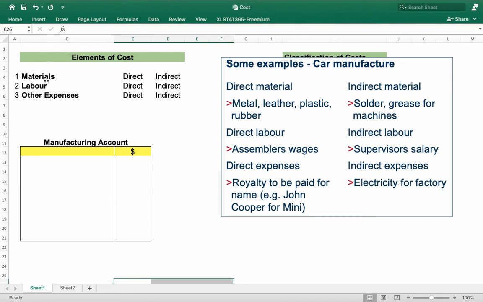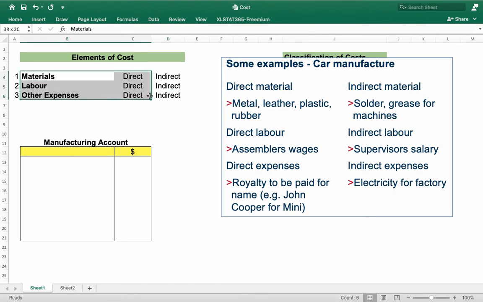So 3 elements we have seen: material, both direct and indirect, then labor, direct and indirect, and other expenses, direct and indirect. Now see how we will use these elements of cost in order to prepare the manufacturing account. Okay, manufacturing account we need to prepare. So see here, first we always take all the direct things.